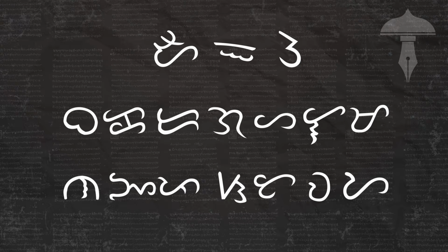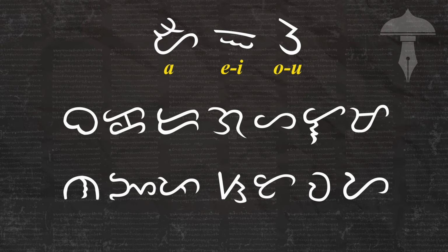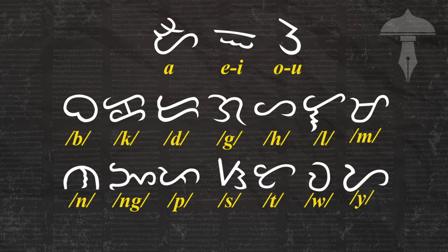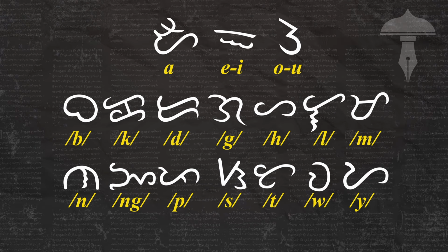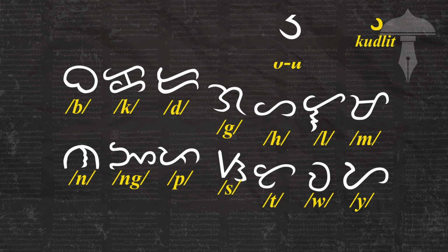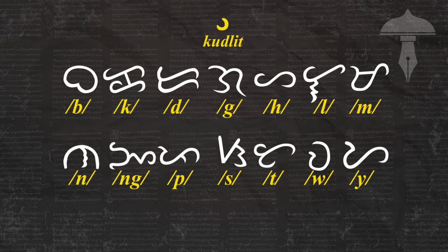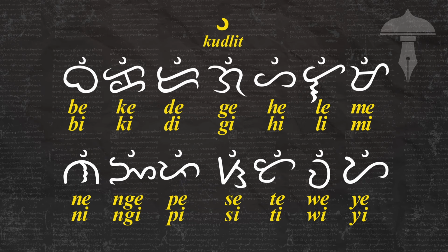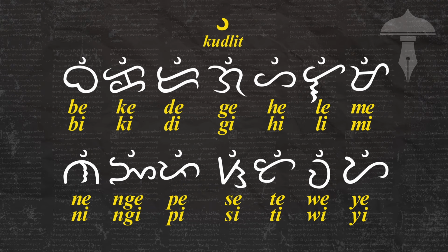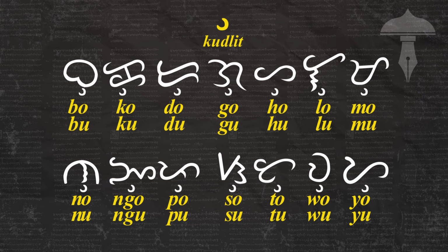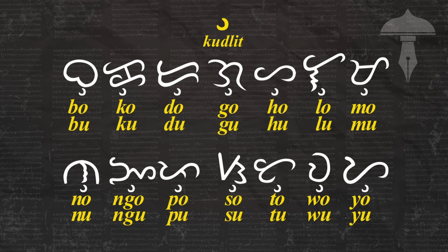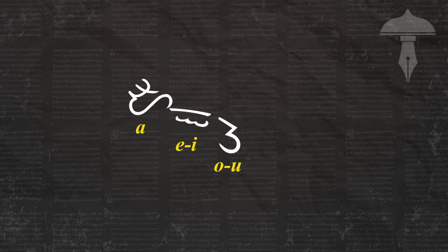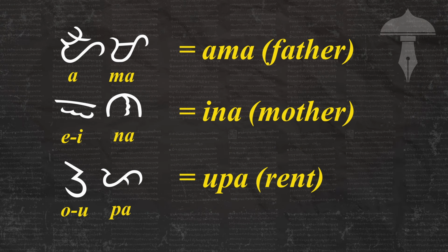In Baybayin, there are 3 vowel characters and 14 consonant characters. Placing vowels on consonants is done by the use of a vowel marker or kudlit. No kudlit is placed if the consonant has the vowel a, whereas the kudlit is placed above the consonant when the vowel is pronounced between e or i, and the kudlit is placed below the consonant when it is between o or u. The vowel characters are used if the syllable is solely a vowel.